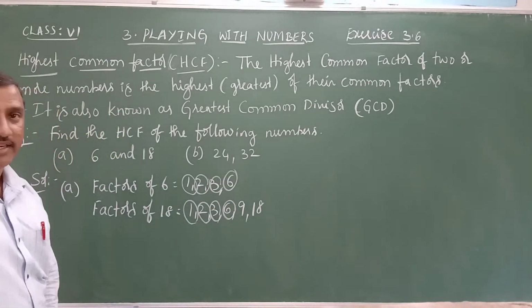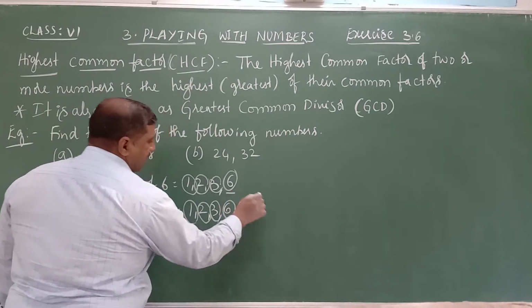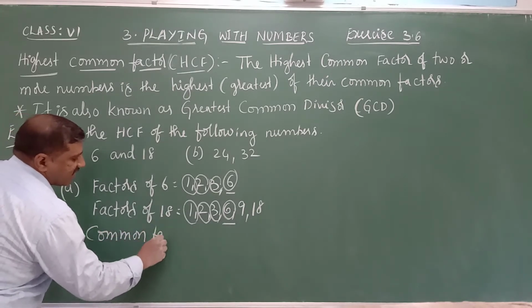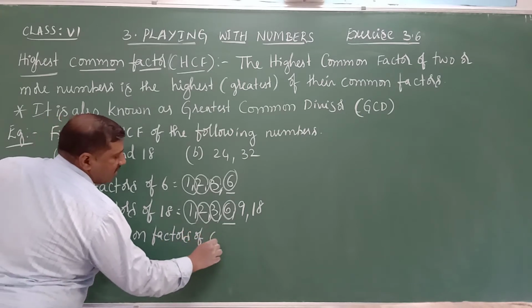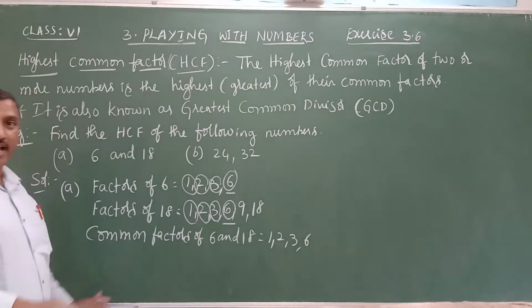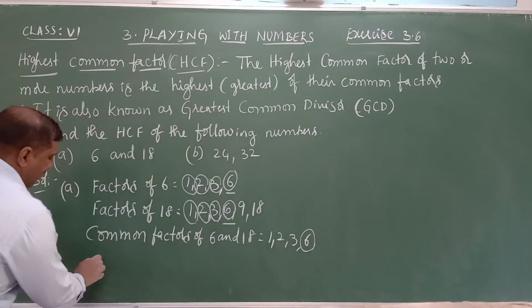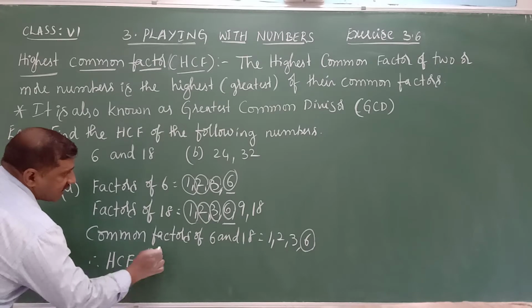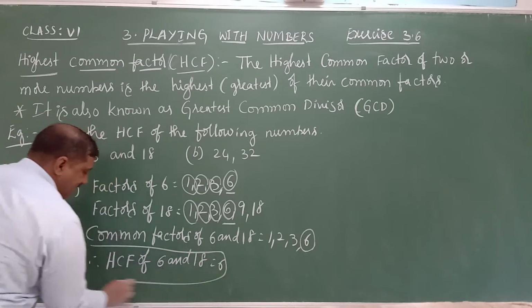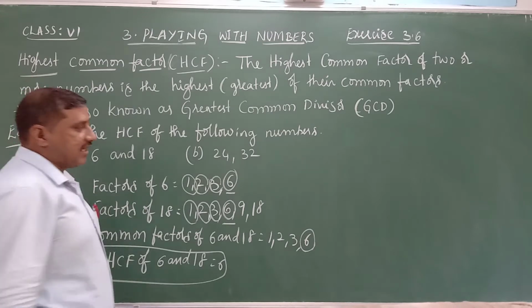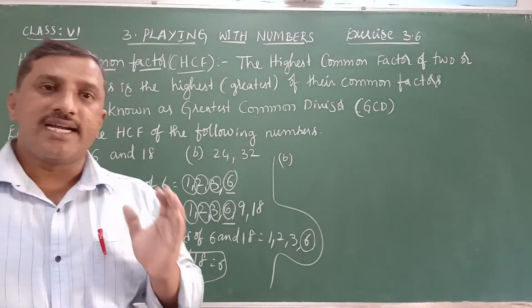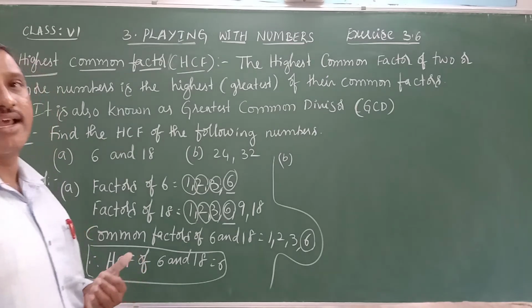Now which is the greatest common factor, the highest common factor? It is 6. 6 is the highest common factor. So here the common factors of 6 and 18 are 1, 2, 3 and 6. Which is the highest common factor? Yes, it is 6. Therefore the HCF of 6 and 18 is 6 itself. So like this we will write the factors of the given numbers, and from that we will identify the common factors. Among all the common factors, take the greatest common factor or the highest common factor as the HCF.